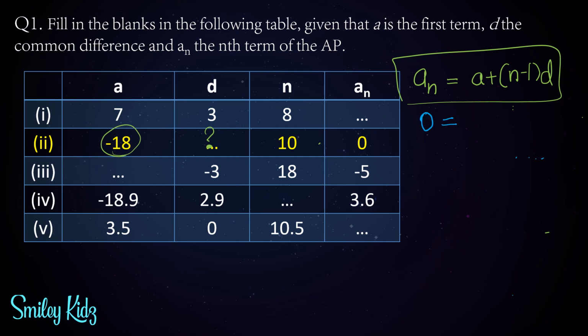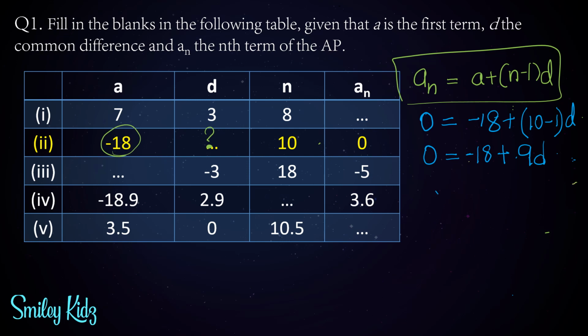What is the value of A? It is minus 18. Now plus what is the value of N? N is 10, isn't it? So 10 minus 1. And what is the value of D? That is the unknown value over here. So let me write D as it is. Then 0 is equal to minus 18 plus what is 10 minus 1? 10 minus 1 is 9. So it's going to be minus 18 plus 9D.